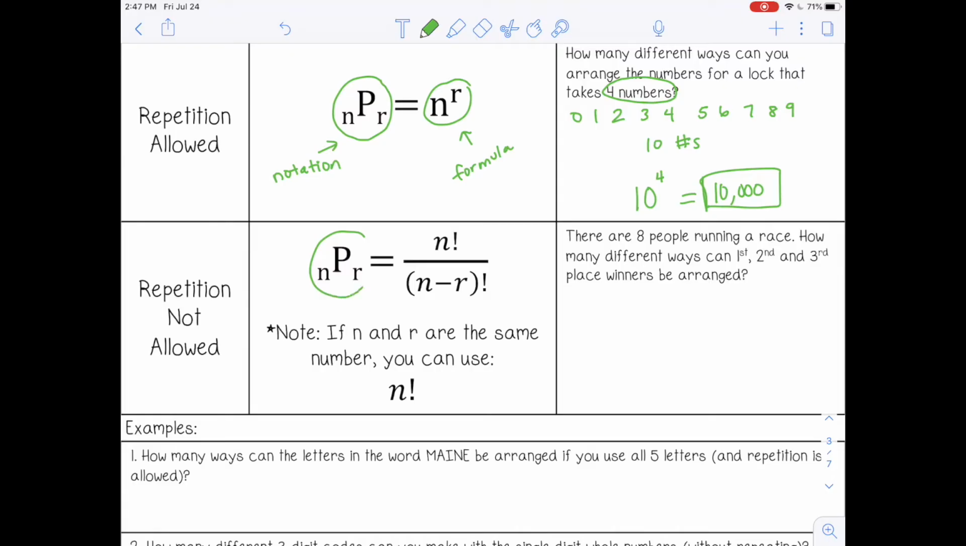So remember, this is just the way to notate it. And then this is my formula. And I do have a little note: if N and R are the same number, then you can just use the factorial of N.